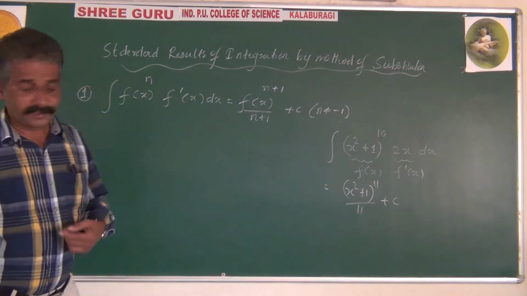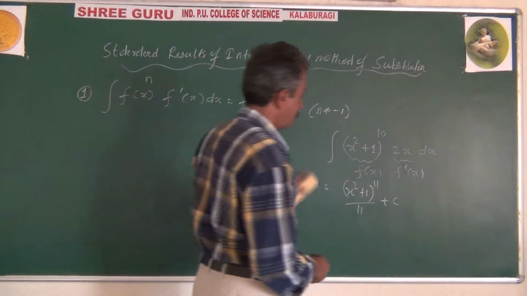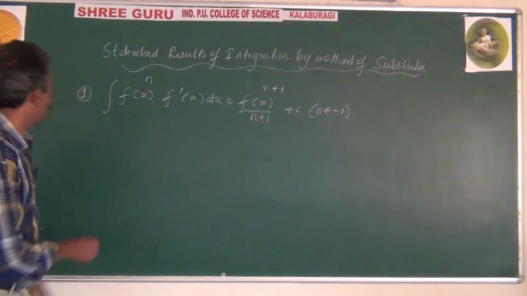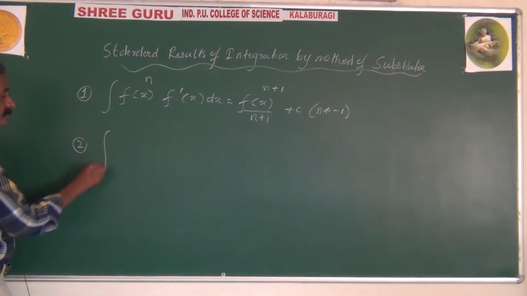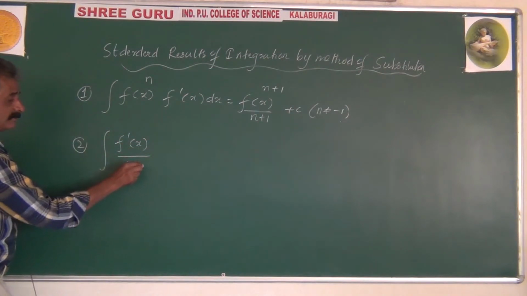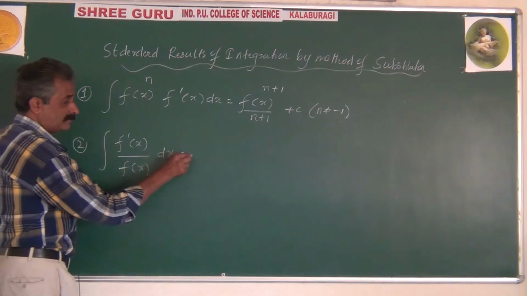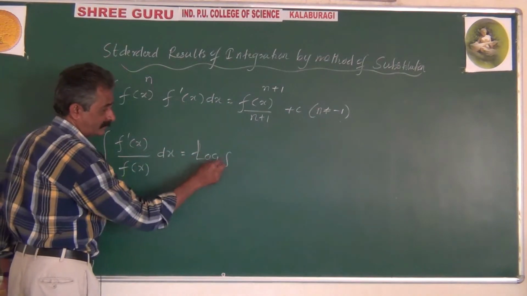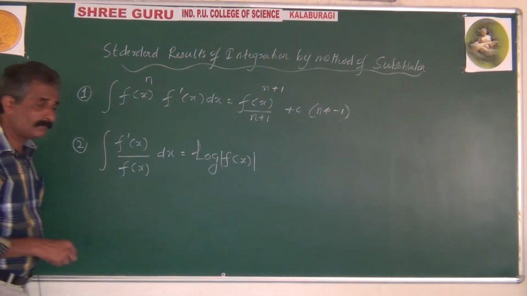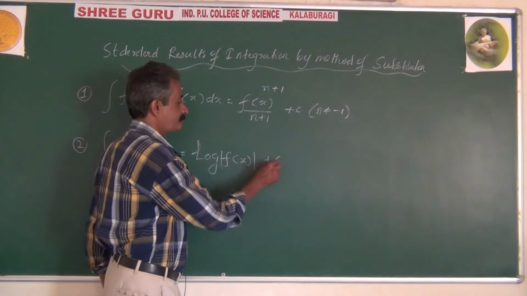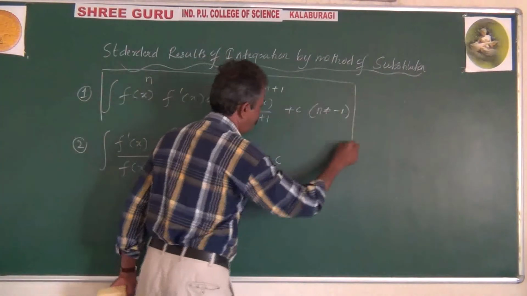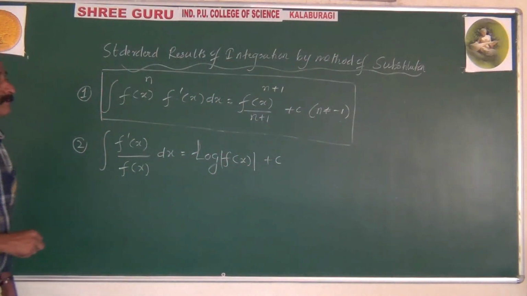So other results under method of substitution are like this. Second one, integration f dash of x divided by f of x dx. Its answer will be log of f of x with modulus understood. Log of modulus, right, I told, understood, plus c. Try to put all these formulas in brackets, in a highlighting manner.